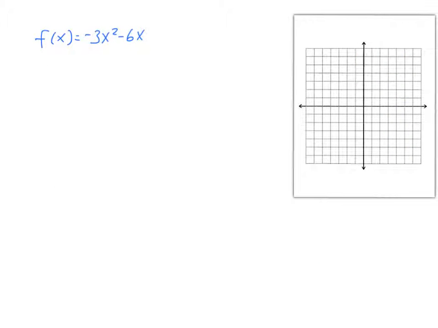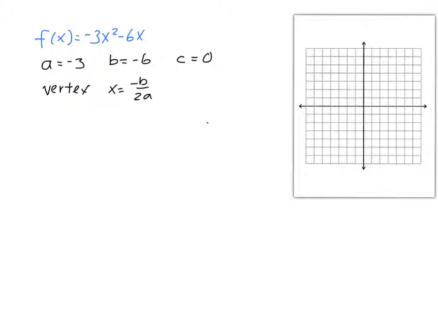Let's look at another example. Consider the quadratic function f of x equals -3x squared minus 6x. In this problem, the coefficient for the x squared term is -3, so that is the a value. The coefficient for the x term is -6, so that is the b value. And there is no constant, so the c value in this problem is 0.